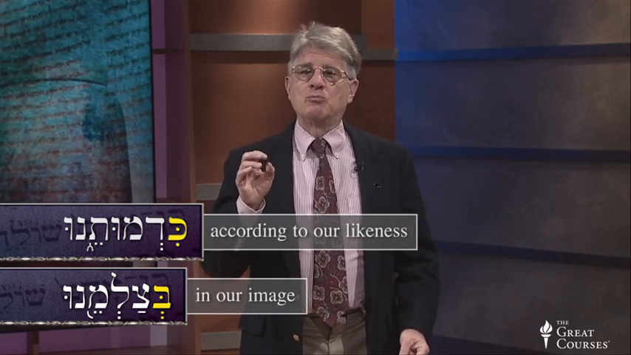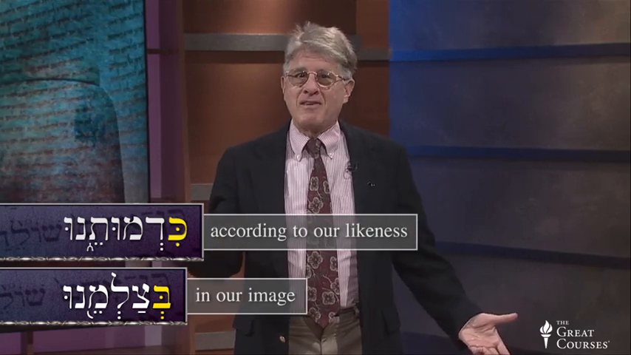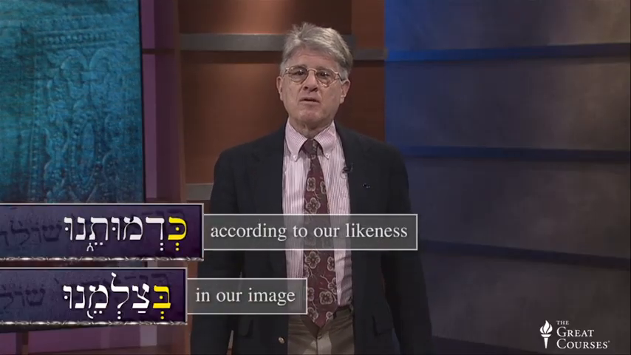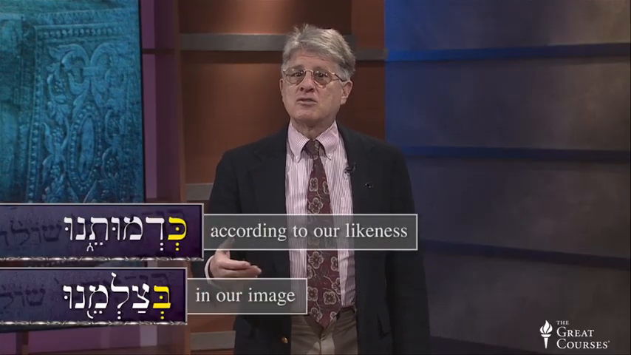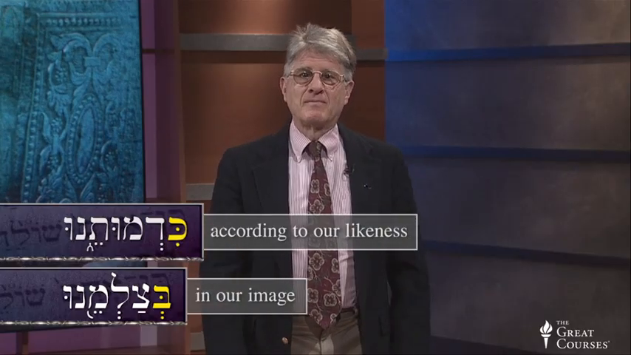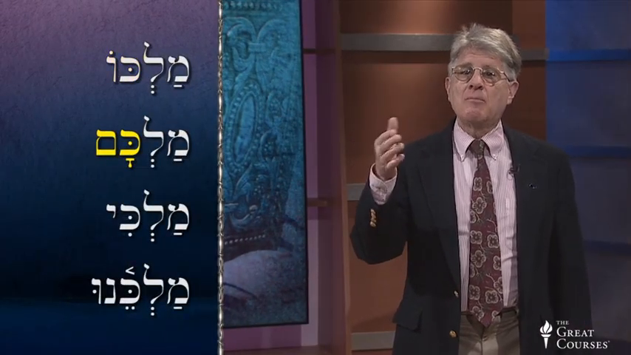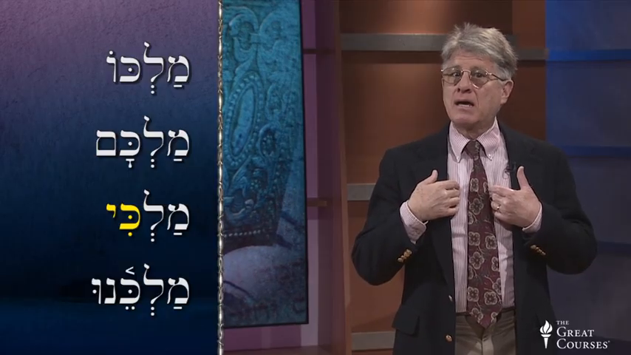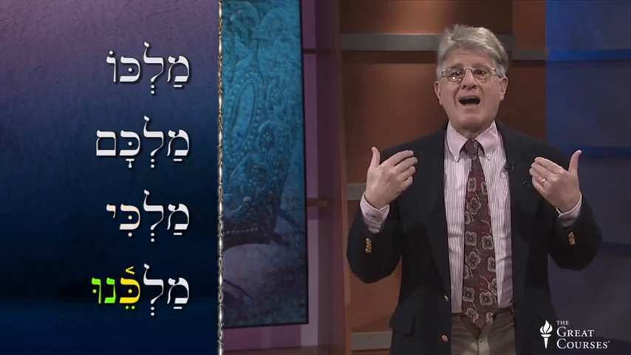It's Ki Dmutenu because of the rule of Shva. We said last time, if you have two shvas in a row at the beginning of a word, the first shva changes to a chirek. And enu is the suffix that means ours. Malko, his king, Malkam, their king, Malki, my king, Malkenu, our king.